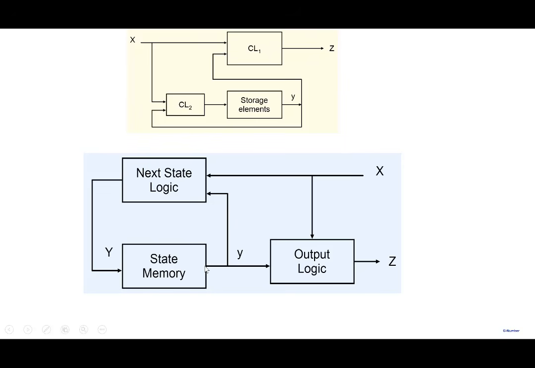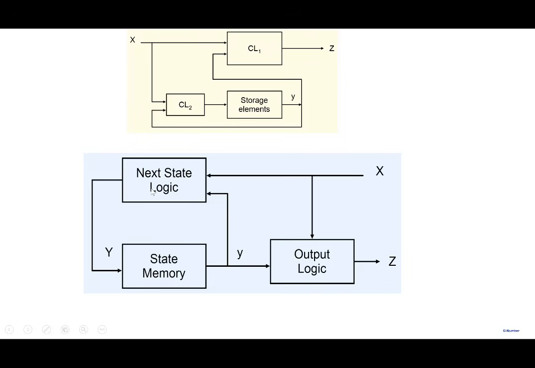And the state memory, if you look at it, what is stored in the storage elements comes through CL2, right? So we call this the next state logic. The storage elements are already there in some particular state, and then when the next clock cycle comes, CL2 will generate what has to be stored in the next clock cycle. If something needs to be updated in the memory, CL2 will generate that. And so CL2 is what we call the next state logic.